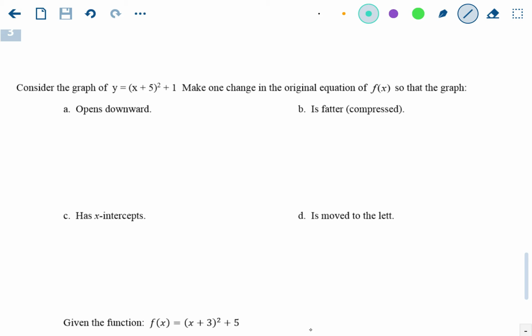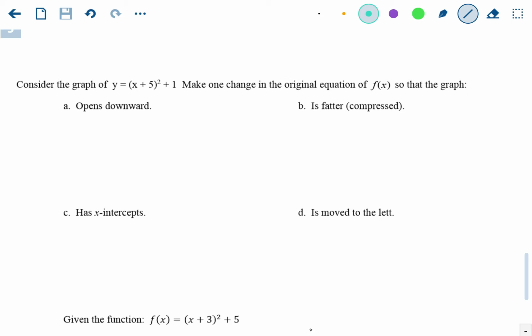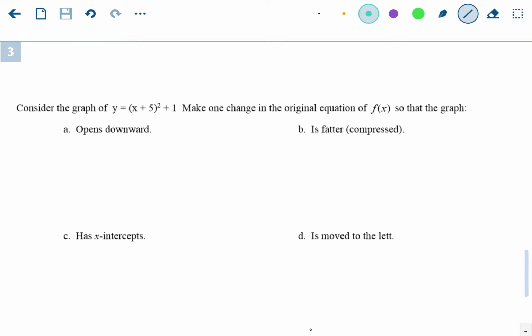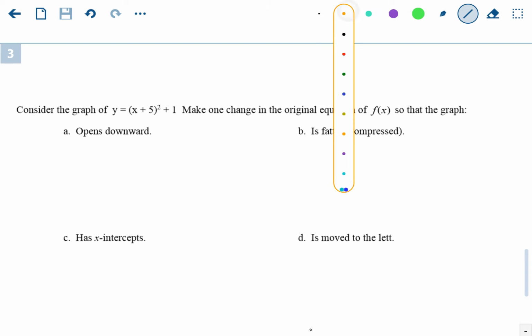All right, in this last set of problems, this first part, we're given a graph of y equals x plus 5 squared plus 1. Make one change in the original equation so that the graph, and then there's 4 scenarios. All right, so first it might be helpful to sketch what the graph originally looks like. Okay. So that is a quadratic that's in vertex form. So we know what it looks like.